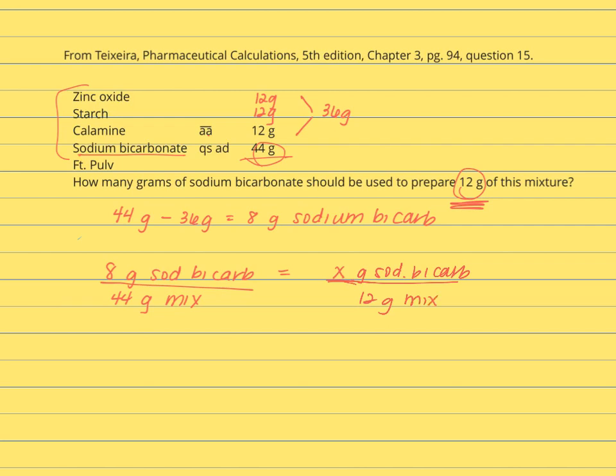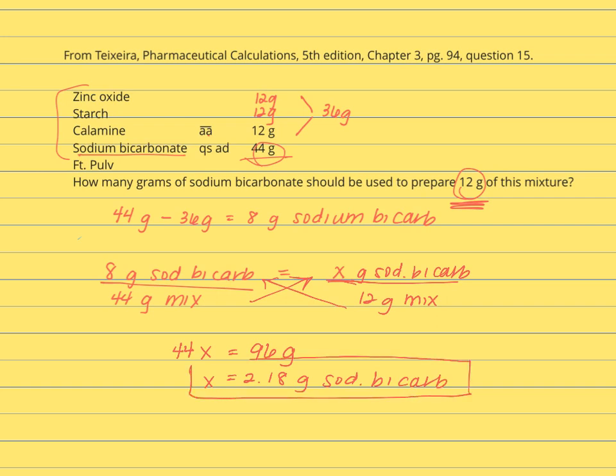And we simply just cross multiply, so 44X is equal to 96 grams, so that was this times this. And then we can just solve for X. So X equals 2.18 grams. And essentially that means that there were 2.18 grams of sodium bicarbonate in a 12-gram mixture of the powder that we compounded.